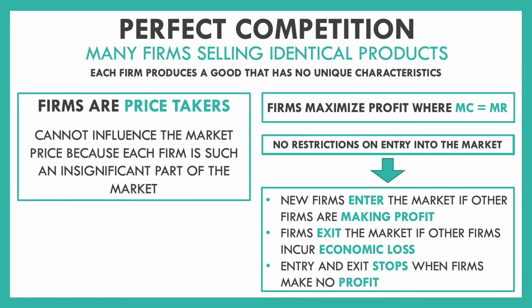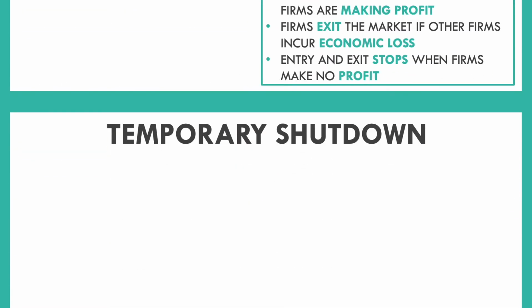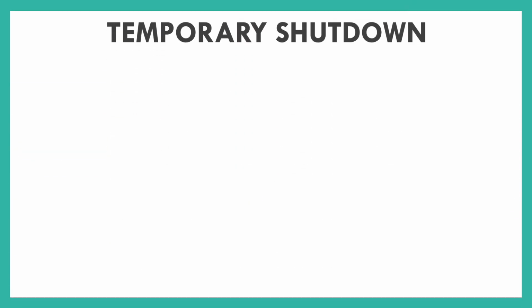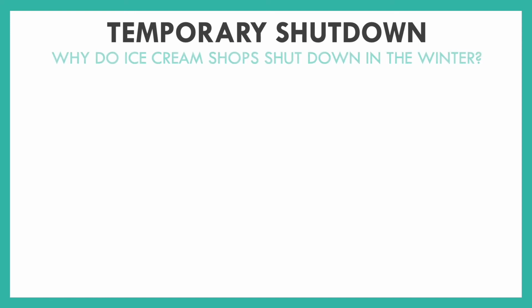But I want to come back to this second idea we had there, where it says firms exit the market if other firms incur economic loss. Because there are some cases where businesses wouldn't quite exit the market if they start incurring a loss. We do see sometimes, instead of completely exiting the market, they just shut down temporarily. Easy question to ask. Why do ice cream shops shut down in the winter, right?